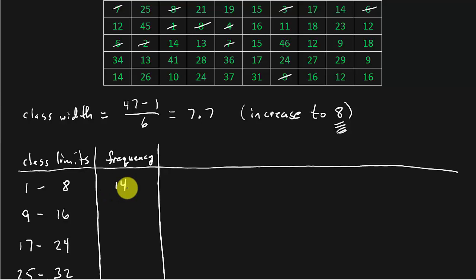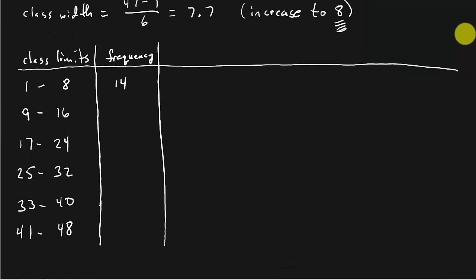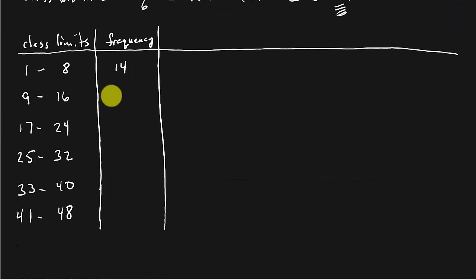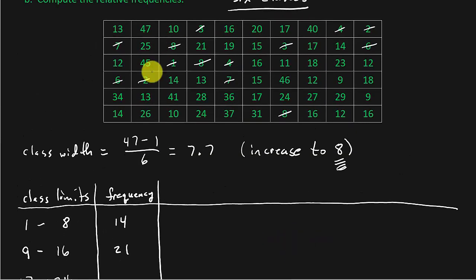And then you would do the same thing for 9 through 16. I'm not going to go through and do each one of these because I'm sure you don't want to watch me do that. But what we would get here is 21. You can come back up here to the chart and go through and count them yourself if you want to check and make sure you're doing it right.